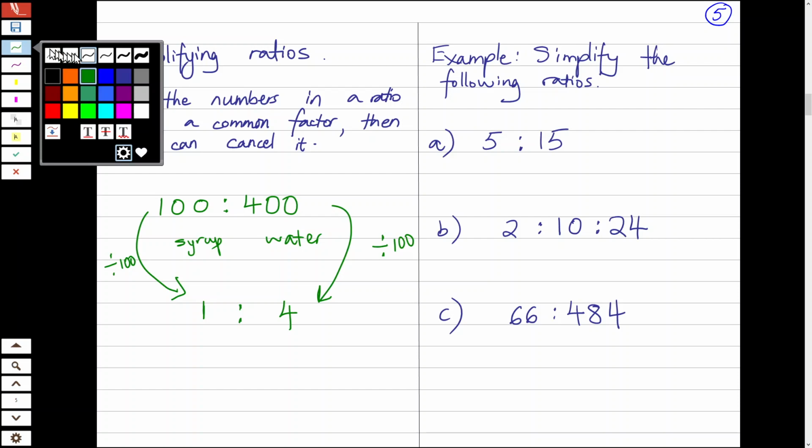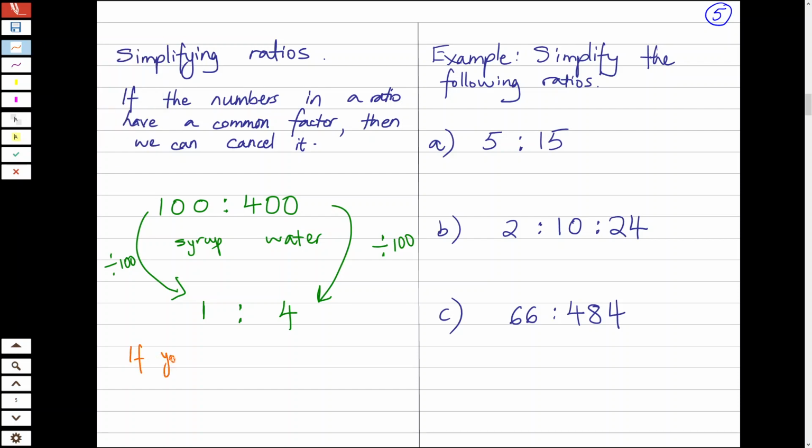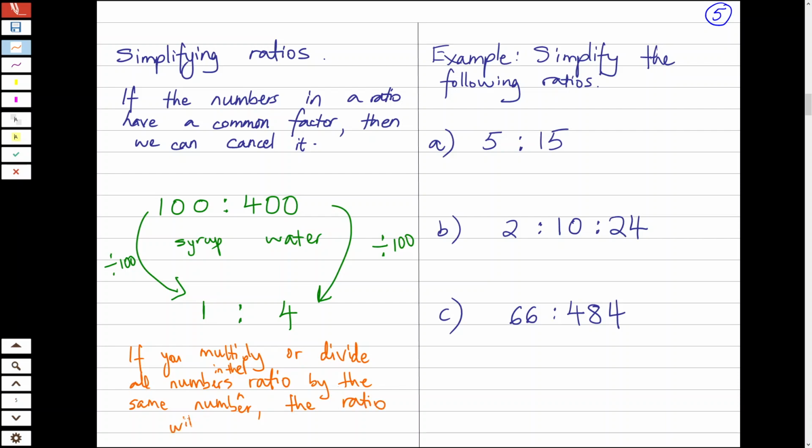So if you want to write this as a sentence: if you multiply or divide all numbers in the ratio by the same number, the ratio will be the same.